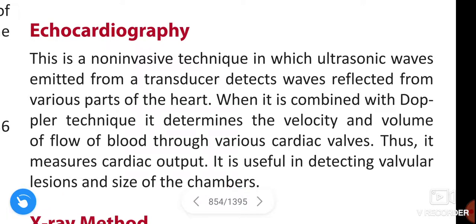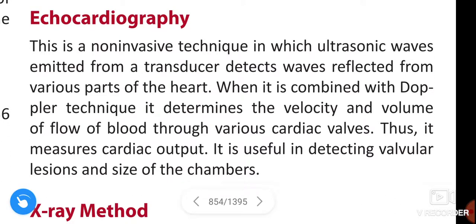Which measurement is used in detecting the valvular lesion and size of the chamber? It is echocardiography. Because it is combined with Doppler technique, it determines the velocity and volume of flow of blood through various cardiac valves.